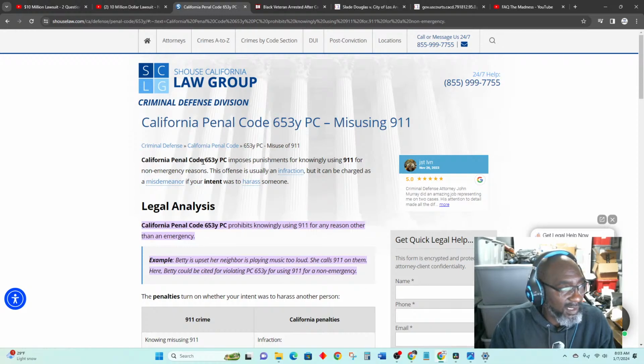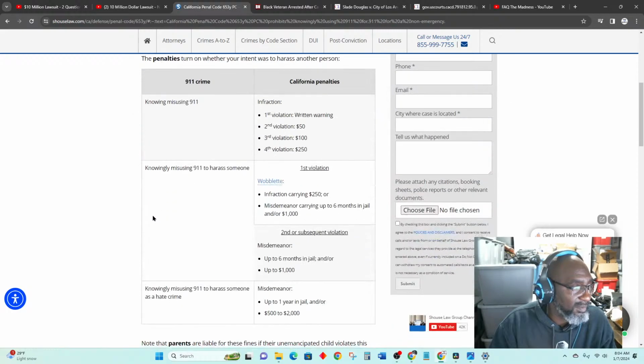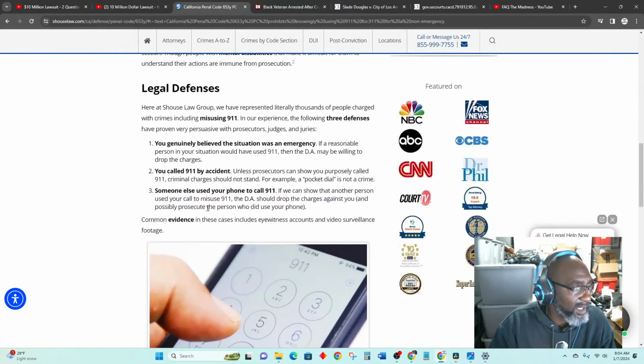California Penal Code 653y PC imposes punishments for knowingly using 911 for non-emergency reasons. This offense is usually an infraction, but it can be charged as a misdemeanor if your intent was to harass someone. So she gives a couple of examples. I'm sure I could actually pull up what the law says.